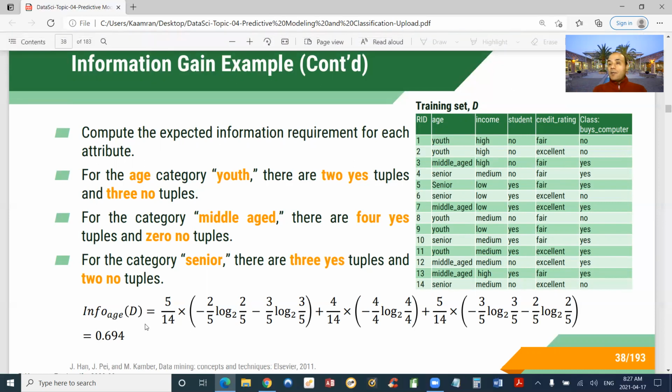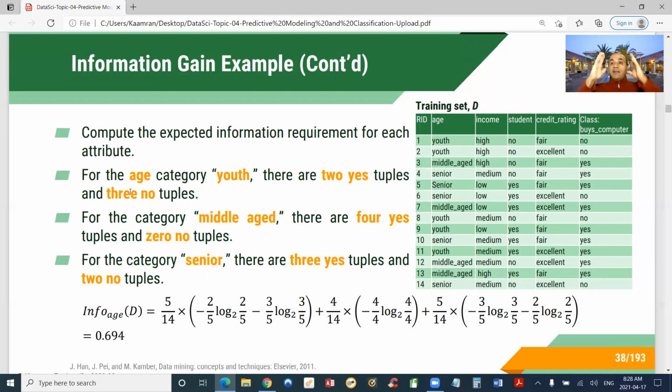So what is this going to be? I'm going to actually go for this specific attribute. First of all, we did have the 5 over 14. What is the 5 over 14? It is going to be the number of age you have. So what do you have? Youth you have. So you have 2 plus 3, that's 5. 5 over 14 is the whole table. 14, as you remember, is my whole table. This is my D. This is not my C. This is my D at the moment.